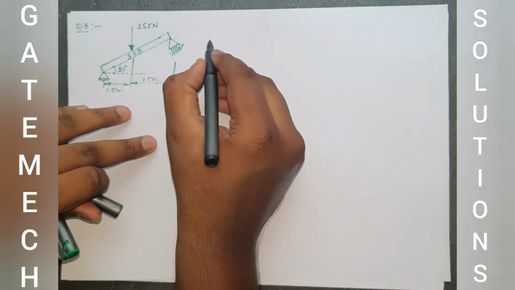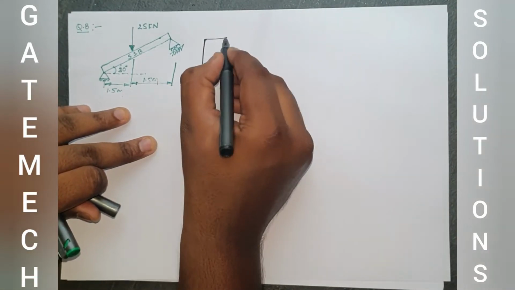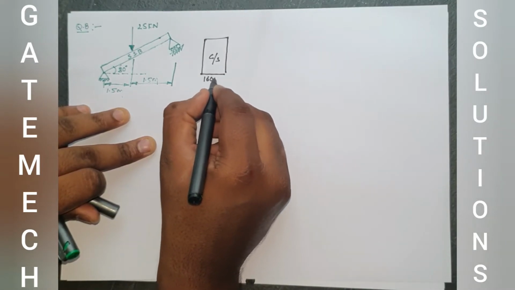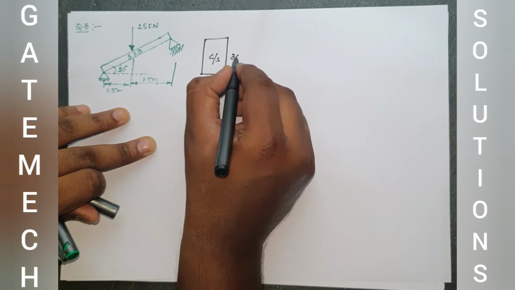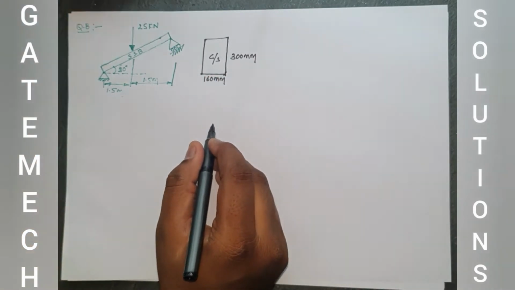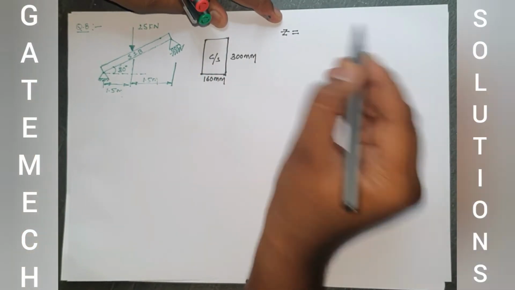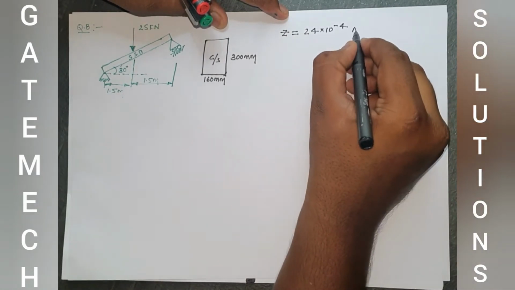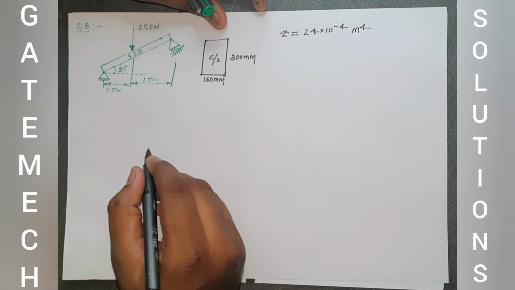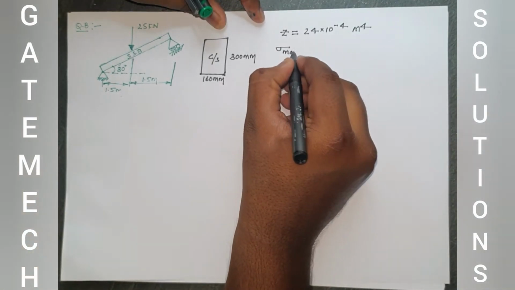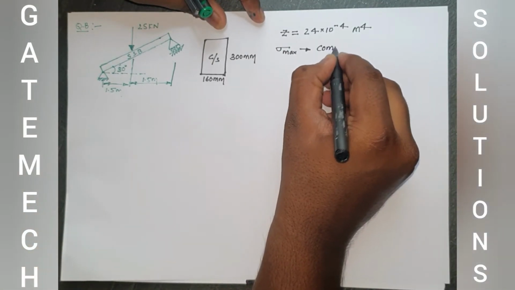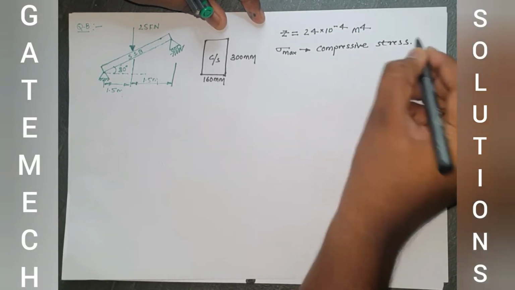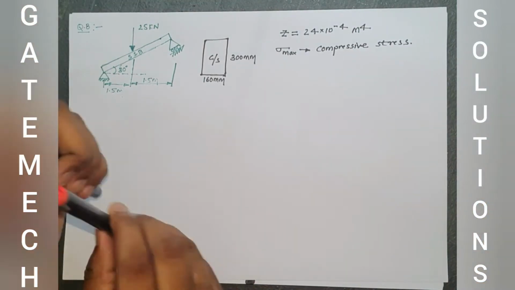The cross section of the beam is given, that is in rectangular shape. The dimensions of this cross section are also given. Width is 160 millimeter, the depth is 300 millimeter. So the section modulus of this cross section is given 24 multiplied by 10 power minus 4 meter power 4. In this question our aim is to calculate the maximum compressive stress. The maximum compressive stress. So keep it in mind.